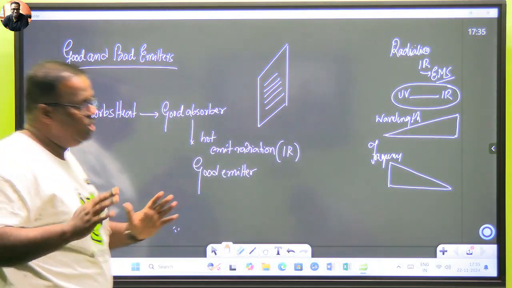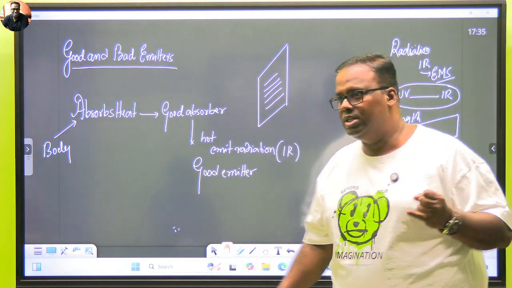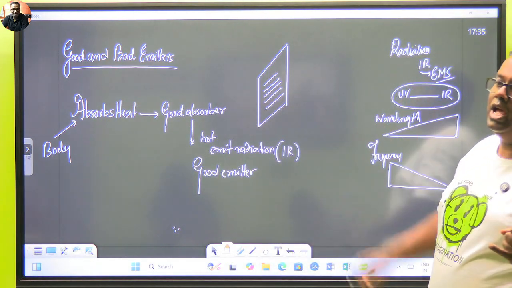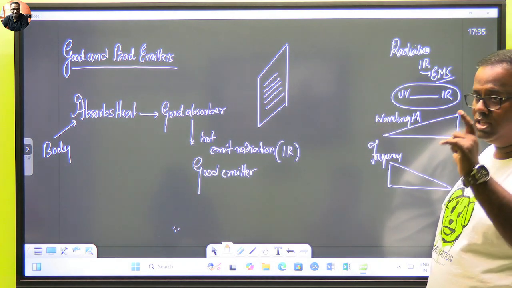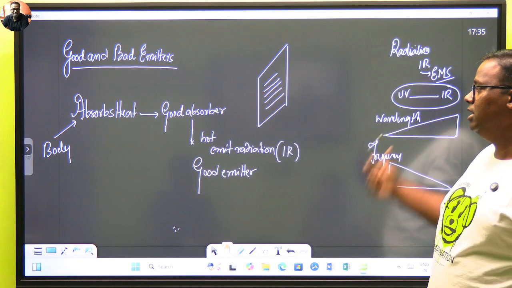So do you understand? Now just check. Do you understand radiation as a mode of heat transfer? Do you understand the electromagnetic spectrum of the sun? And the part of sunlight which is actually responsible for radiation is the infrared rays. Always remember, infrared rays are responsible.